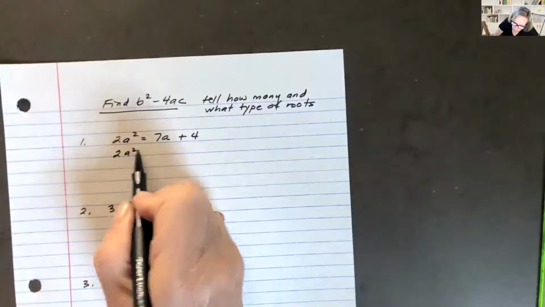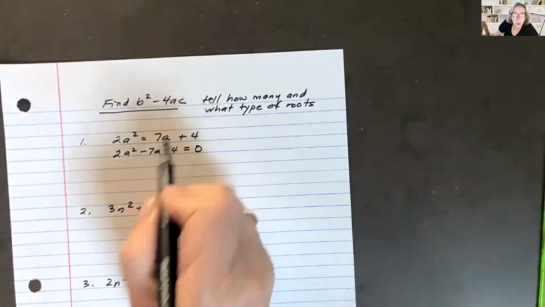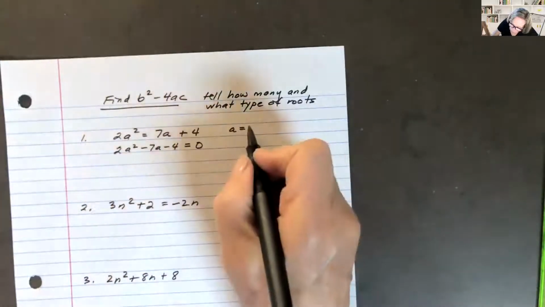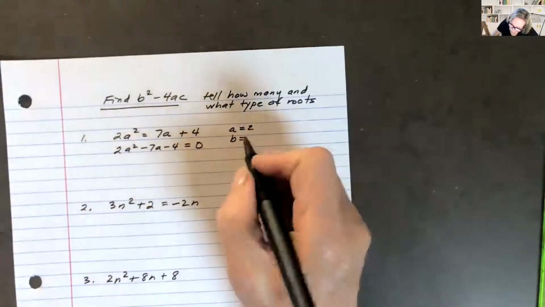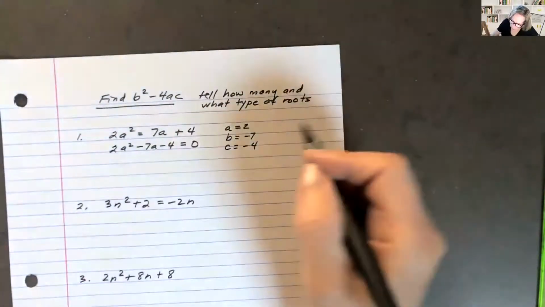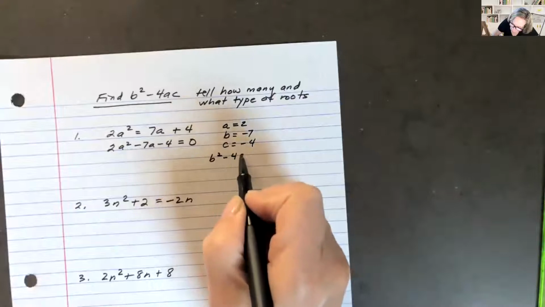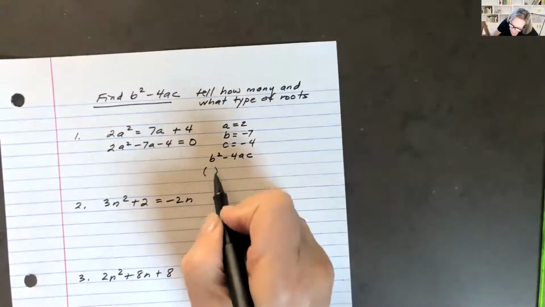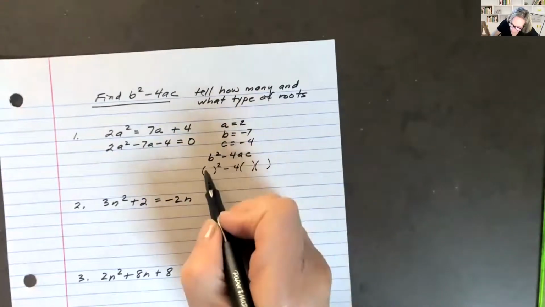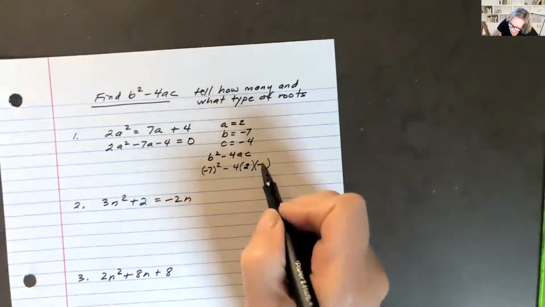So 2a squared minus 7a minus 4 equals 0, right? Because I subtracted both of those. So now I say, okay, a equals positive 2, b equals negative 7, and c equals negative 4. So what is b squared minus 4ac? So b squared minus 4 times a times c. I put in negative 7 for b, and for a I put in a 2, and for c I put in a negative 4.